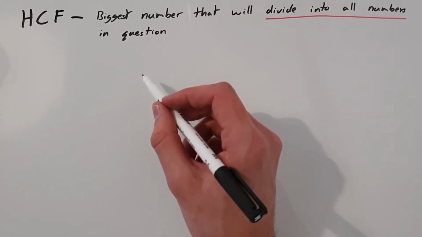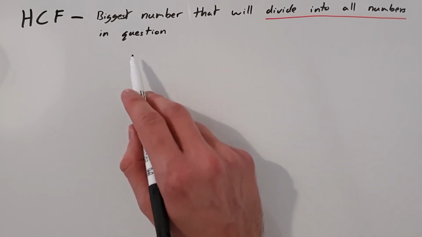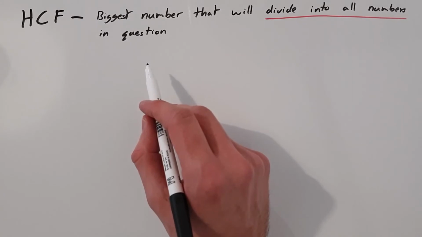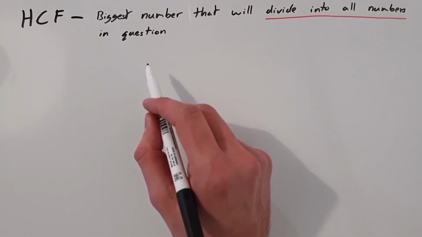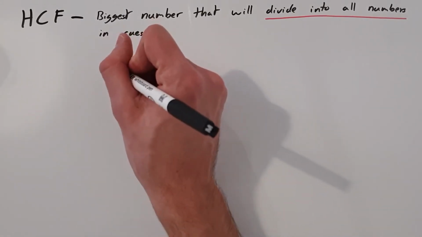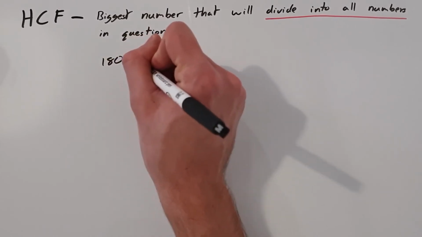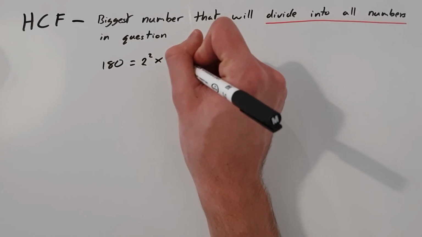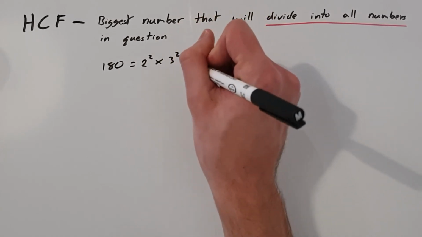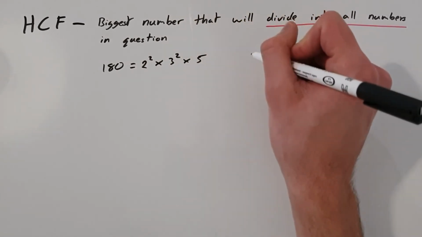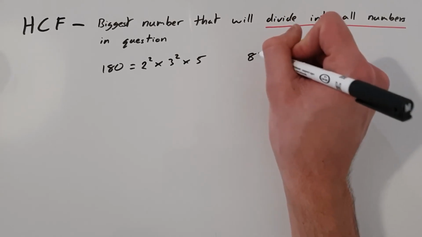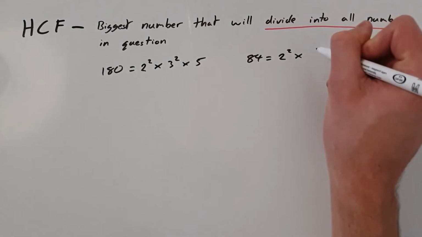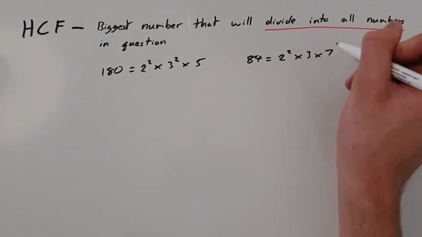However, just like for lowest common multiple, there is also a way of calculating the highest common factor if we know the prime factors of some numbers, and I'm going to show you exactly how you do that as well. In this example we'll choose 180, which has prime factors of 2 squared times 3 squared times 5. And we'll also do 84, which has prime factors of 2 squared times 3 times 7.